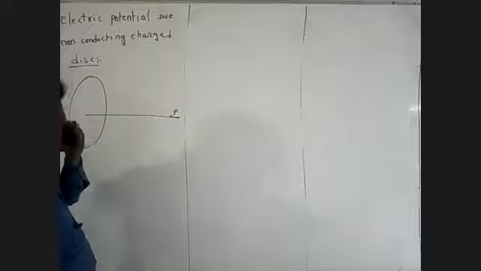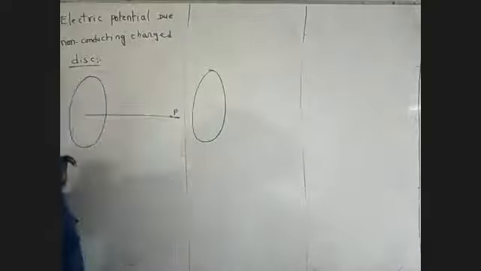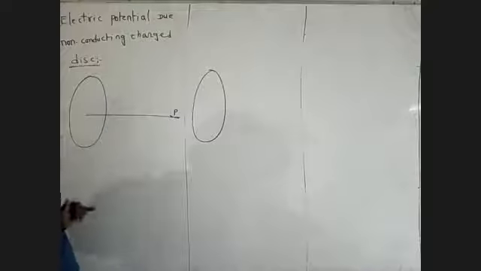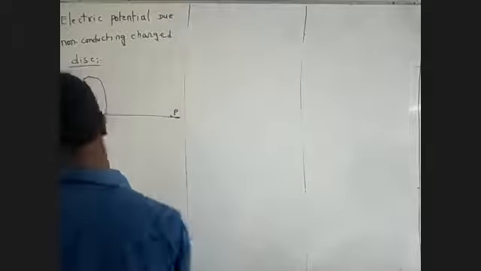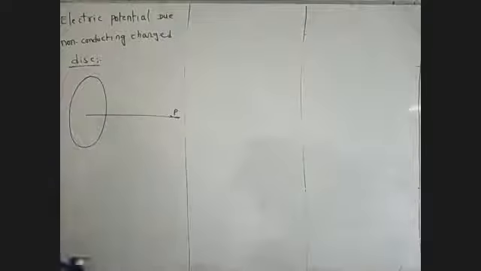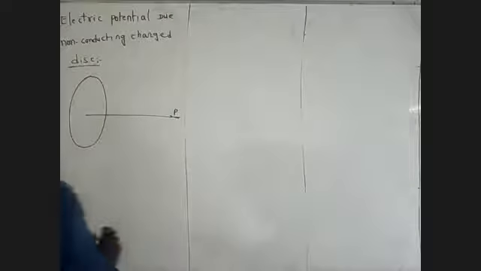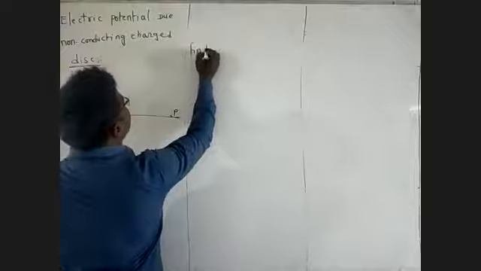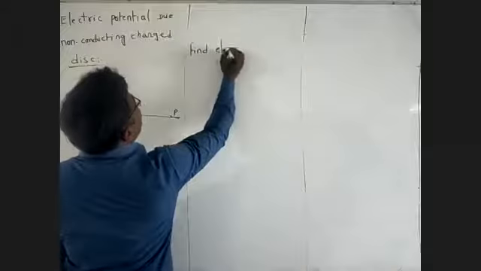This disk can be this disk. This is a disk, a non-conducting charged disk. Actually, our target, what is our target? We have to find the electric potential.